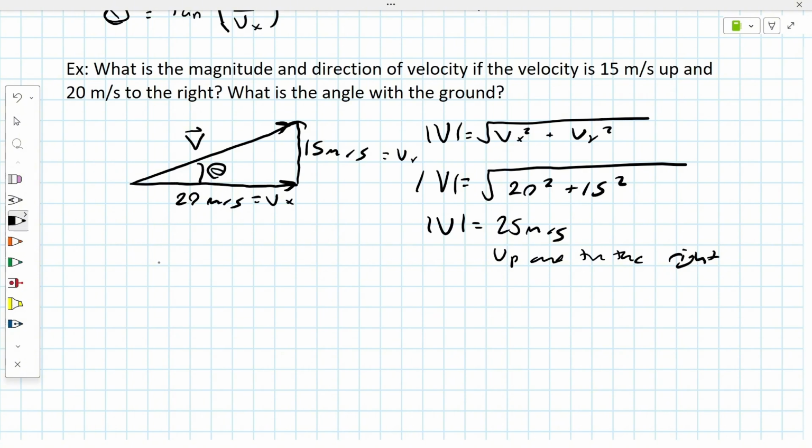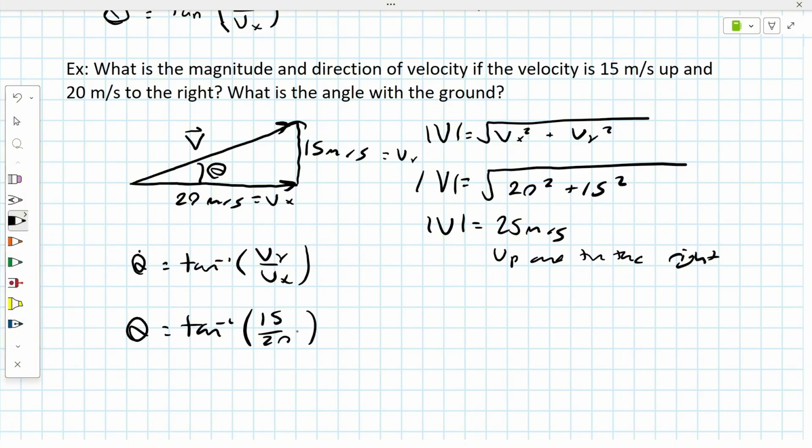So again, using the formula before, we know that theta will be the inverse tangent of Vy over Vx, and we're given both of those values, so we can go ahead and plug those in. So that'll be 15 over 20, and that'll equal 36.9 degrees. And that's 36.9 degrees above the ground in this case, or above the horizontal.